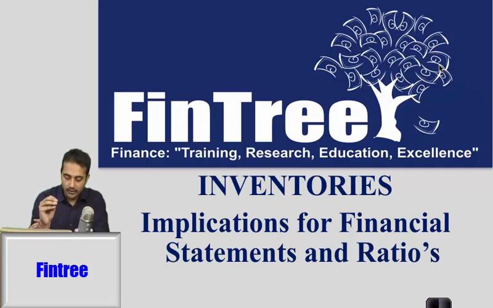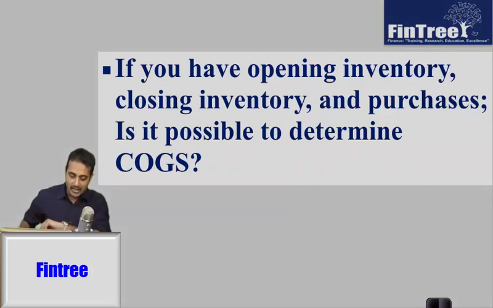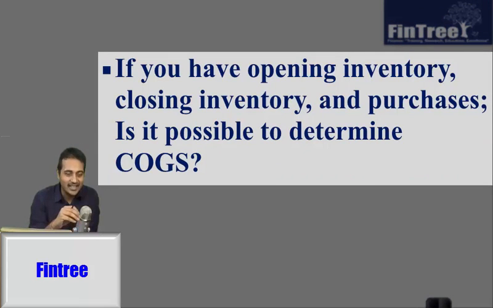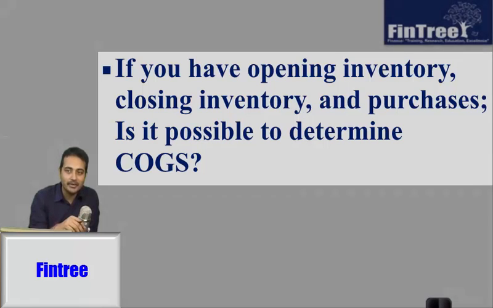So what I have tried to do is, since I have assumed that most of you know or remember at least some part of inventory from CFA Level 1, I have reverse constructed my presentation in the form of questions and answers. So I would be throwing a series of questions at you and then we will discuss each of those concepts. So the first question, if you have opening inventory, closing inventory, purchases, is it possible to determine COGS?